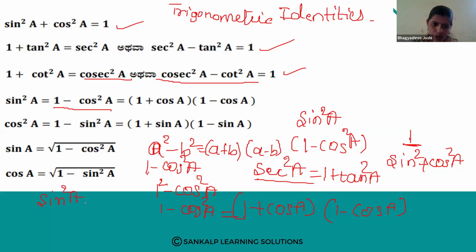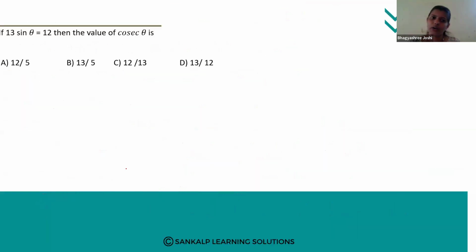Sin square A means what? It is 1 minus cos square A, right? Then what is sin A? Sin A means you will put the square root. So sin A is not square, it is root of 1 minus cos square A. Again, cos A is root of 1 minus sin square A. Right? Okay.